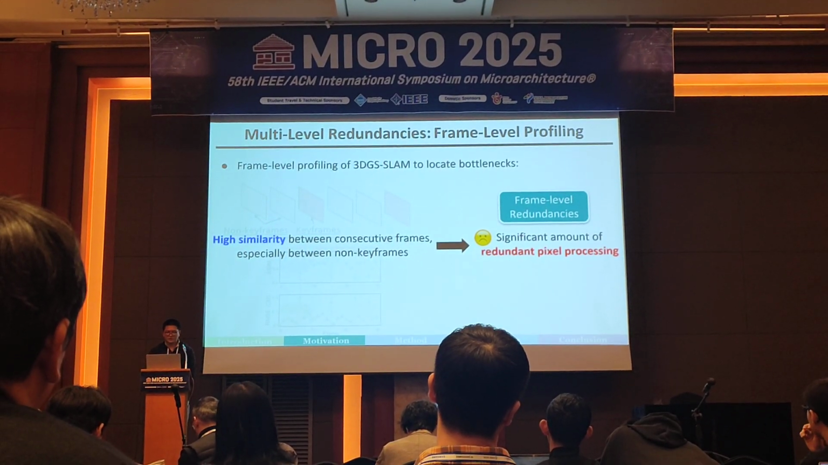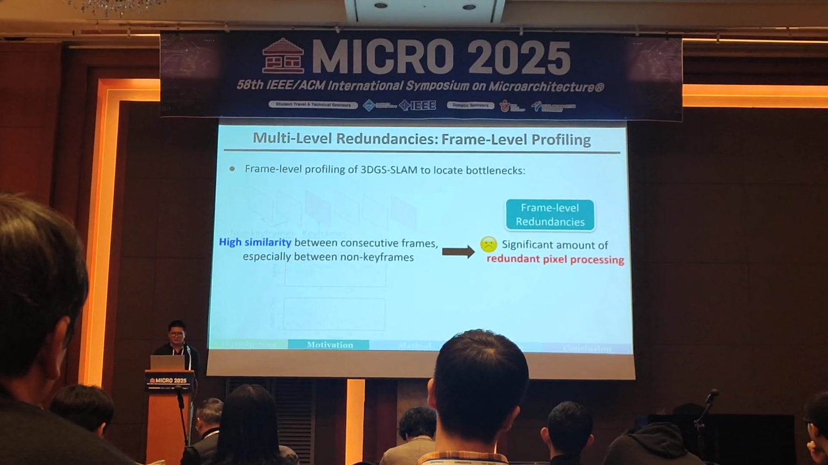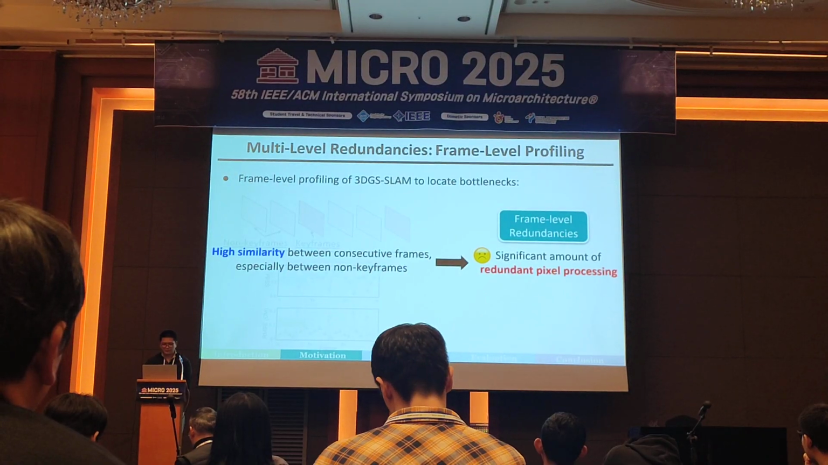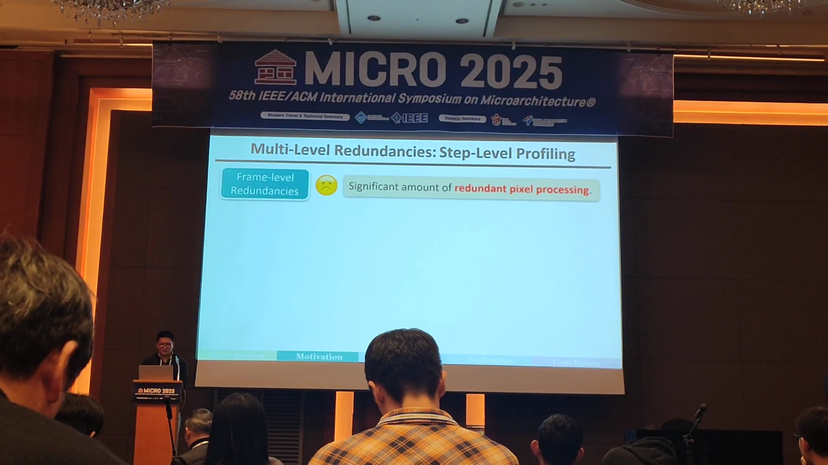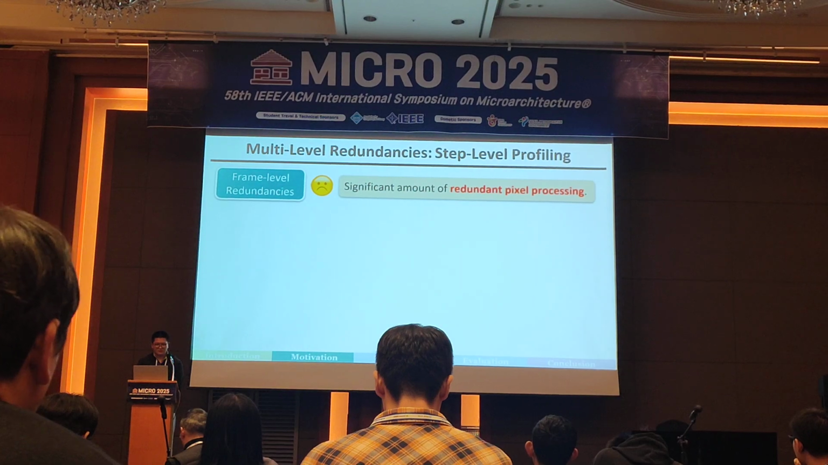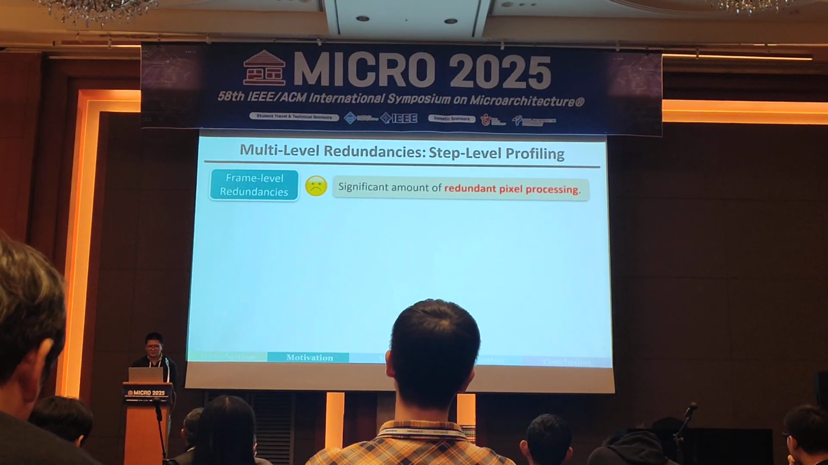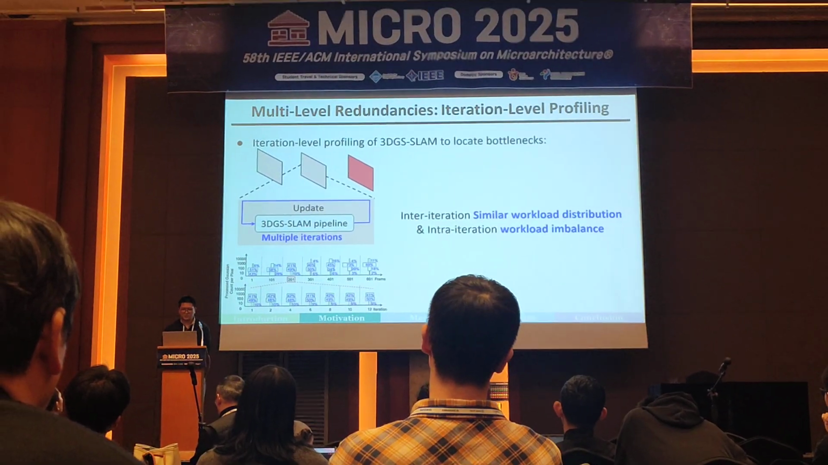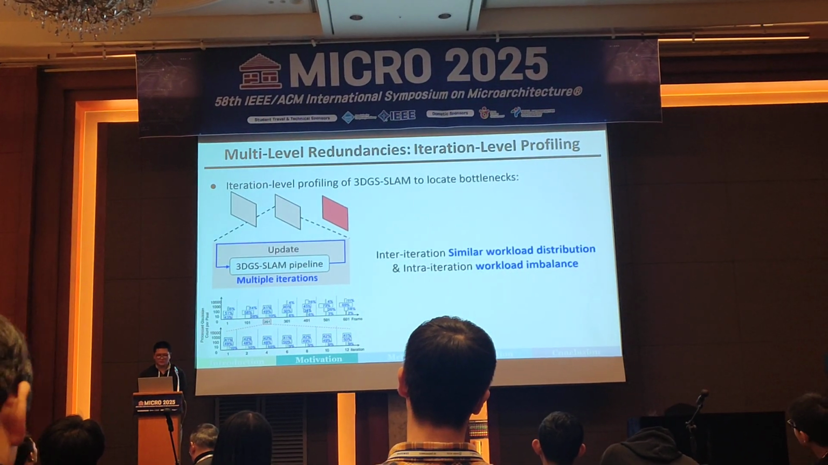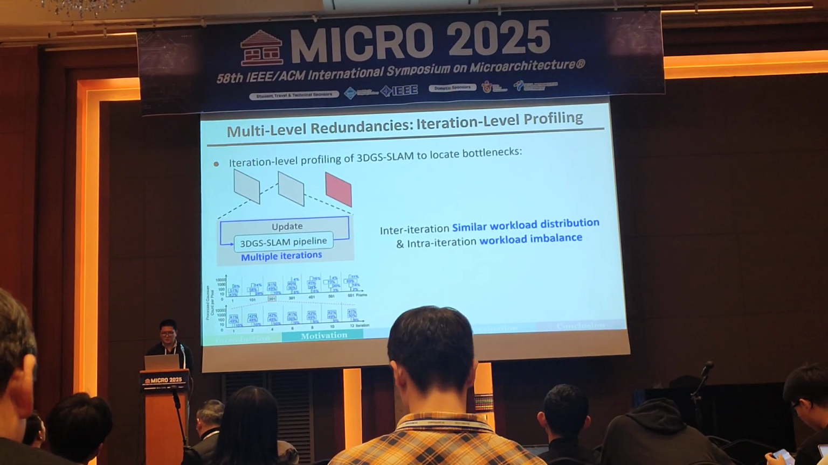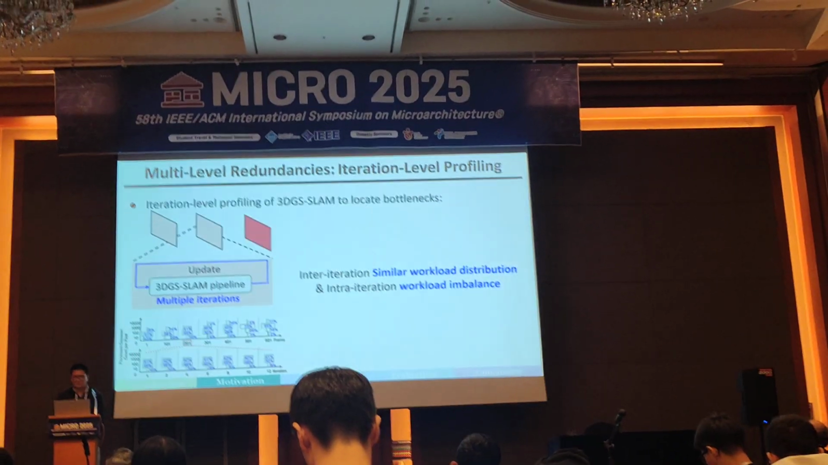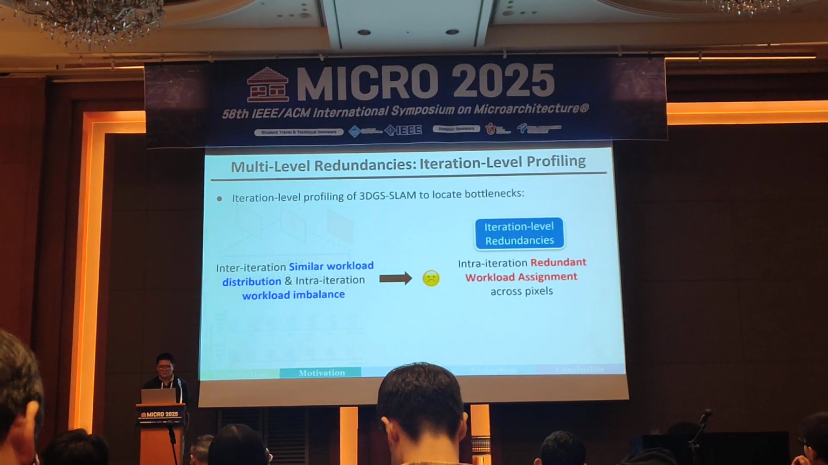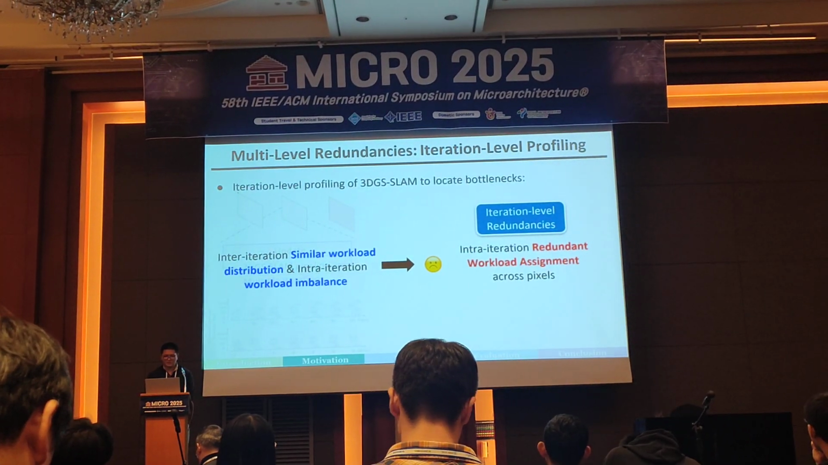And this leads to a significant amount of redundant pixel processing, as redundant information between the frames is repeatedly processed. This is the frame-level redundancy. By analyzing the workload distributions of all iterations, we observe inter-iteration similarity in the workload distribution and intra-iteration workload imbalance. At the iteration level, there is intra-iteration redundant workload assignment across the pixels.